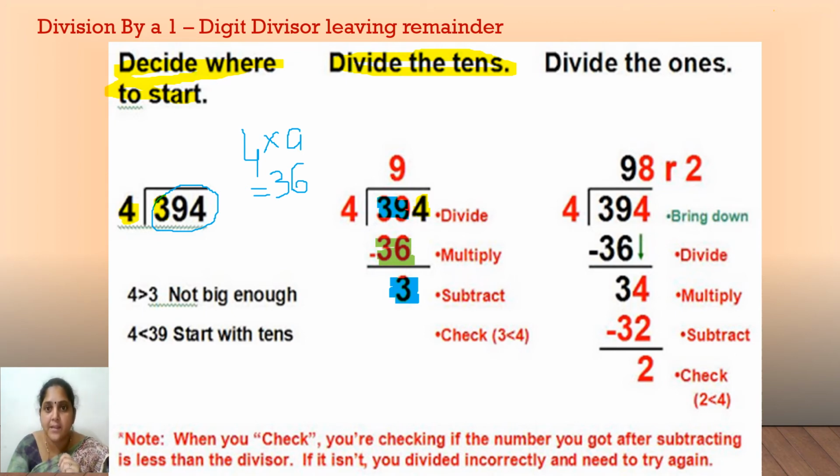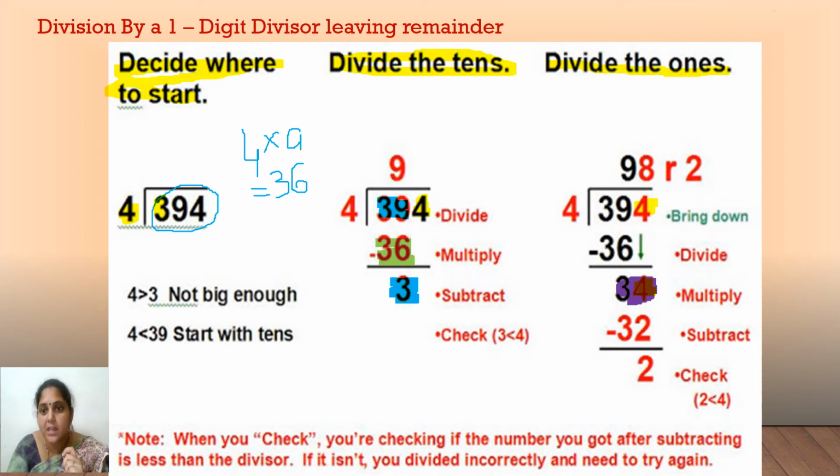So what decision do I have to take now? Divide the ones. Now what is the number in the ones place? It is 4. Now where do I have to put that one? I have to bring it down to the remainder. When I am bringing it down to the remainder, what will be my total number? My total number will be 34.